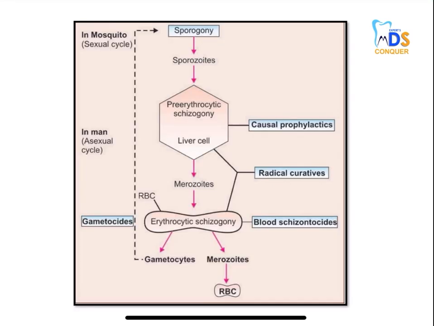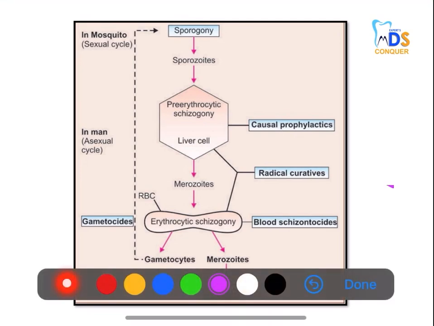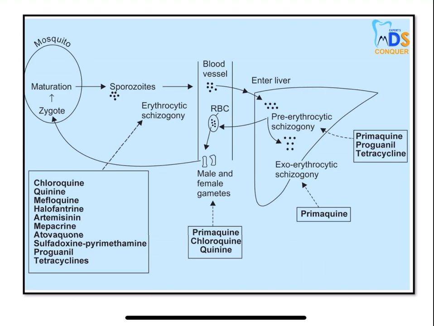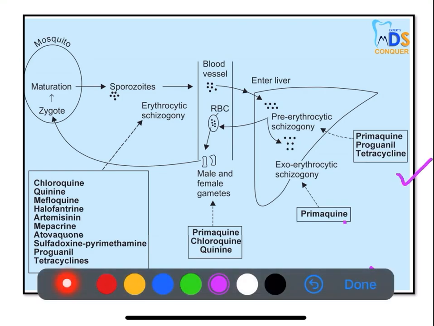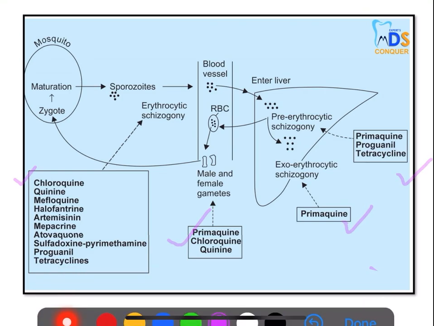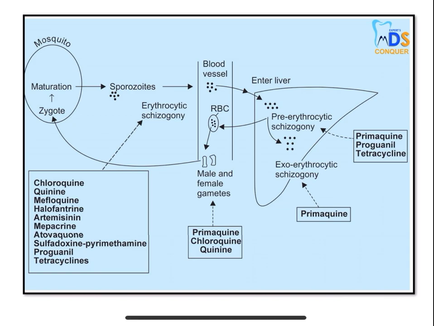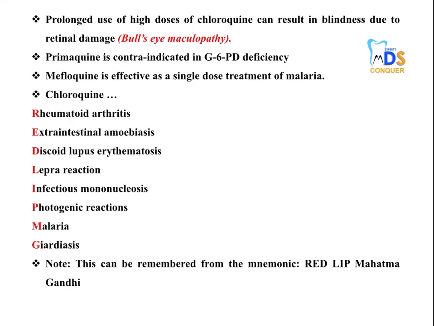Next, anti-malarial agents. This is the cycle of the malarial parasite. Again the drugs, note them down. Quite importantly, it is clearly given in Sparsh Gupta. Where exactly the drugs act: at the pre-erythrocytic schizogony or exo-erythrocytic schizogony, and on male and female gametes. Just have a look, and the erythrocytic schizogony, what are the drugs.